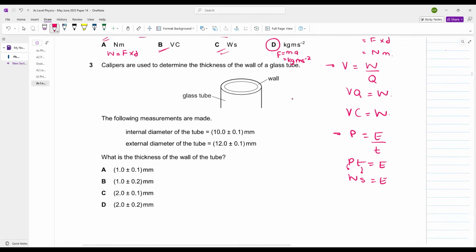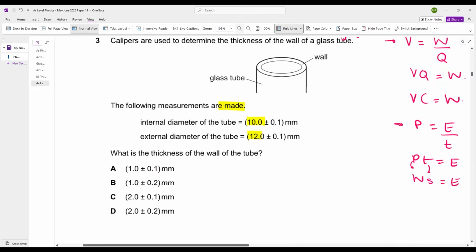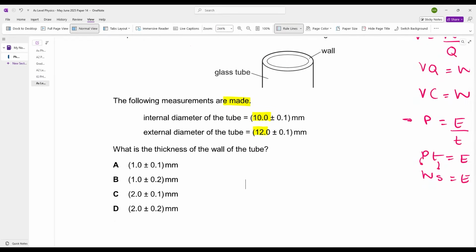लेट्स फर्दर मूव अहेड. Calipers are used to determine the thickness of a wall of glass tube. Okay, so we have to determine the thickness of the walls of the glass tube. The following measurements are made. The internal diameter is 10 plus minus 0.1. External diameter is 12 plus minus 0.1. Okay, so let me zoom in a bit. Let's mark it here.